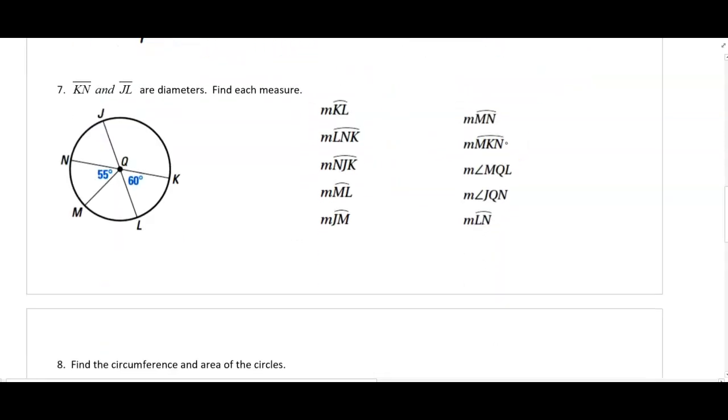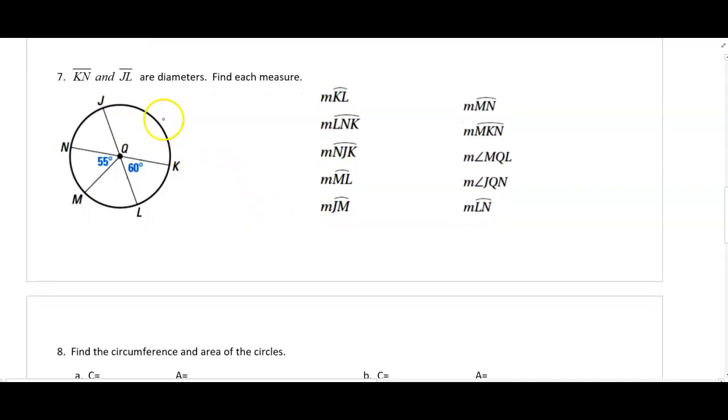Let's take a look at the next one. KN and JL are diameters. Find the measure of each arc. Okay, first thing I'm going to do is just find the measure of all the arcs right away. So when I look at this, if this is 60 degrees, these are vertical angles right here. So I know that's 60 degrees.